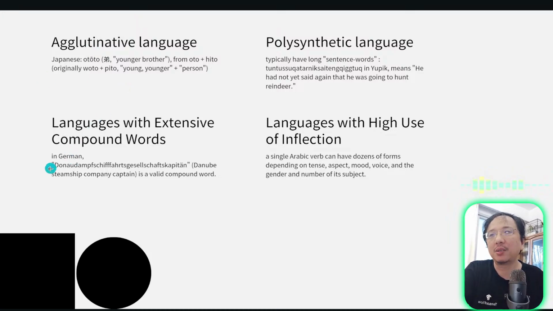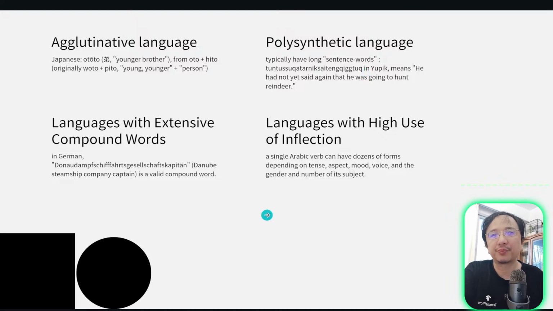And in some languages, there are extensive compound words, where you can have a word like this one, a combination of many different words. There is also a thing called a polysynthetic language. You can have a really long word, like a sentence word, in this language, like this one, which means he had not yet said again that he was going to hunt reindeer. So this one is considered maybe like a sentence word.